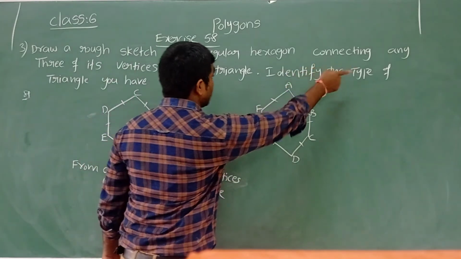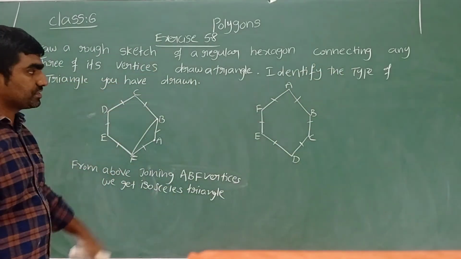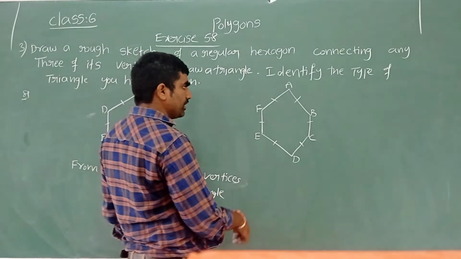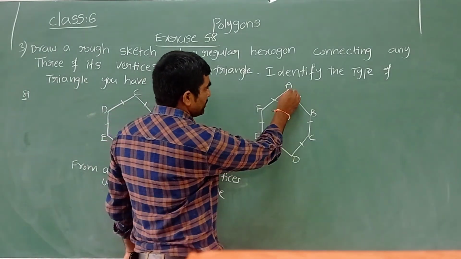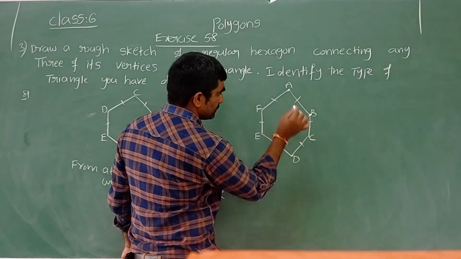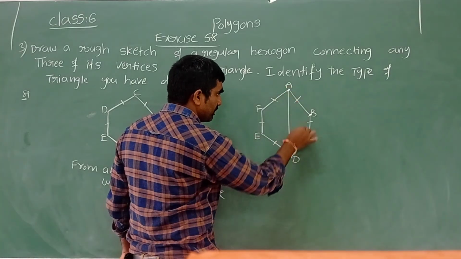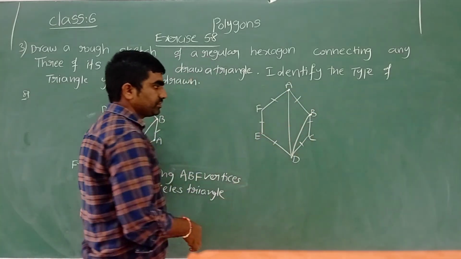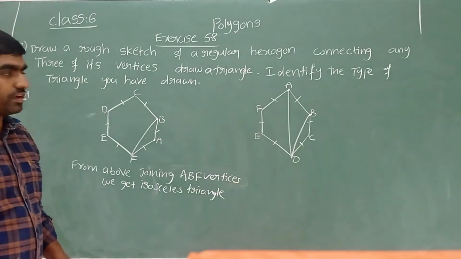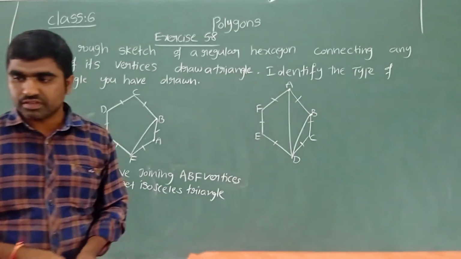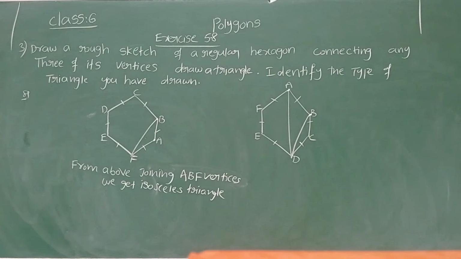They said connecting any three of its vertices. You can take any three vertices and join those three. Let me take these three. Now let us join this. Now what can you say about this? Can I say it is an isosceles triangle? Let us see with a small activity here.